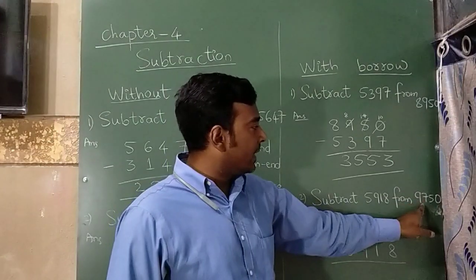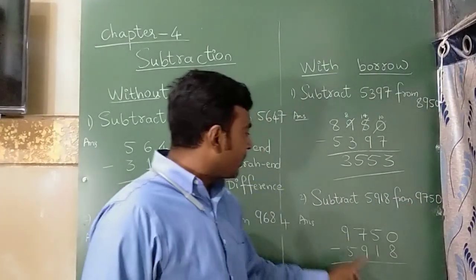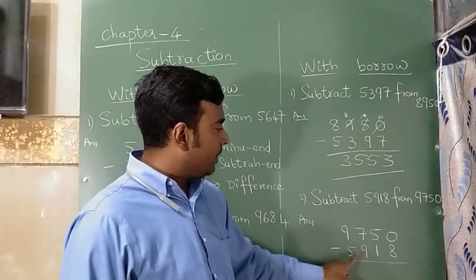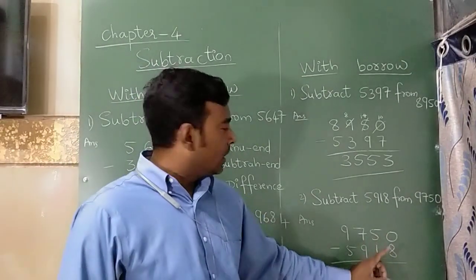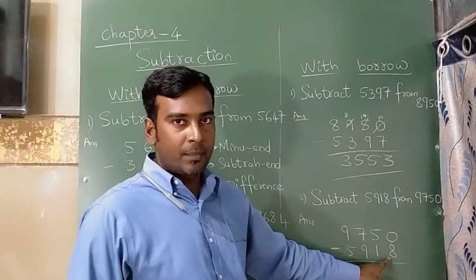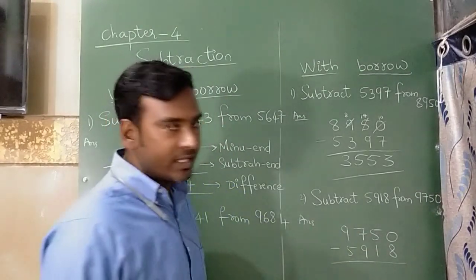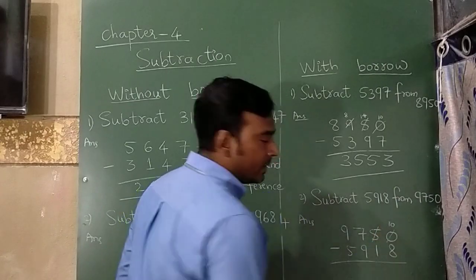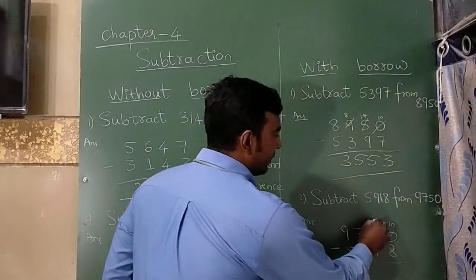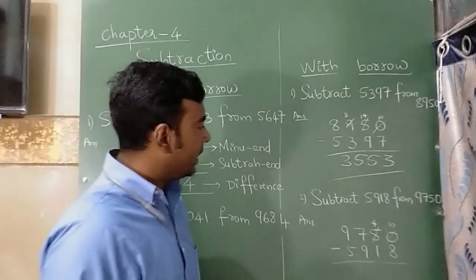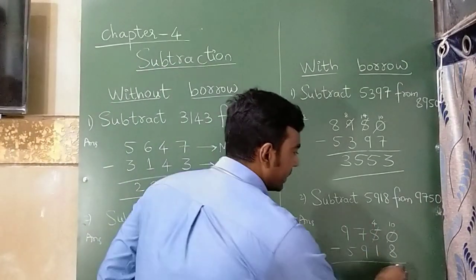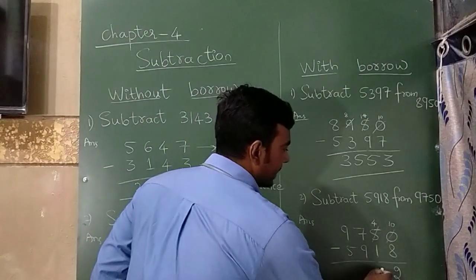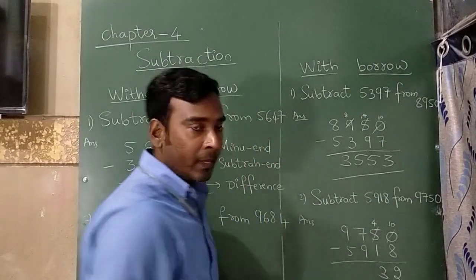5918 from 9750. So 9750 I have written, minus 5918. 0 minus 8, it cannot be subtracted. So I am going to borrow this. So if I borrow from here, this 0 will become as a 10 and this 5 will become 4. Fine. Now 10 minus 8 is 2. 4 minus 1 is 3.